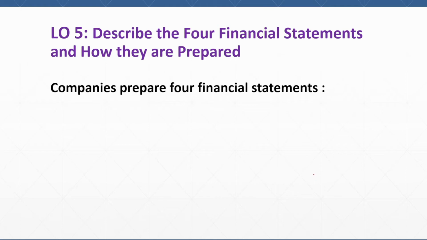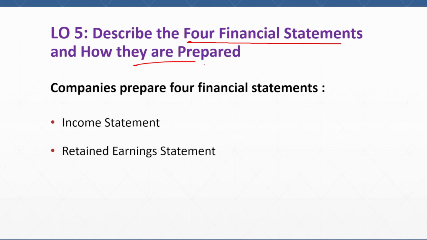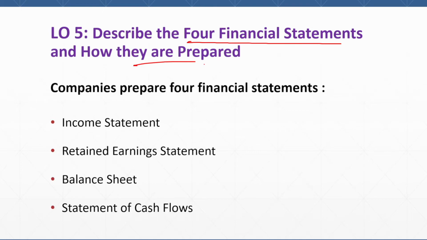In our last learning objective, we will talk about our financial statements. So as we talked, we have 4 financial statements. We learn about them and we also briefly learn how to prepare those statements. Our financial statements, as you already know, are income statement, retained earnings statement, balance sheet, and a statement of cash flows. Of course, again, the order matters.